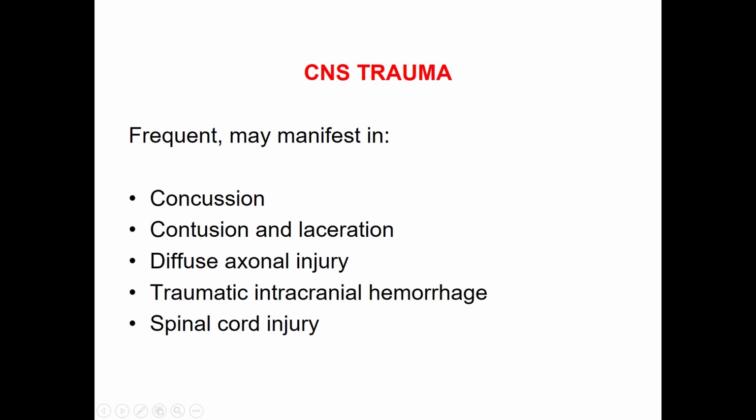The next topic is brain injury or CNS trauma, which is a frequent problem and may manifest as concussion, contusion and laceration, diffuse axonal injury, traumatic intracranial hemorrhage, and spinal cord injury. These are the most frequent and major types of CNS trauma. There are also different other trauma types which are beyond the scope of year 3 neuropathology teaching.